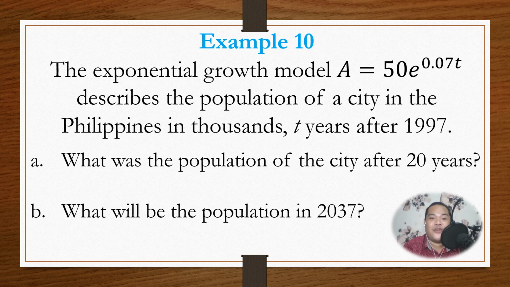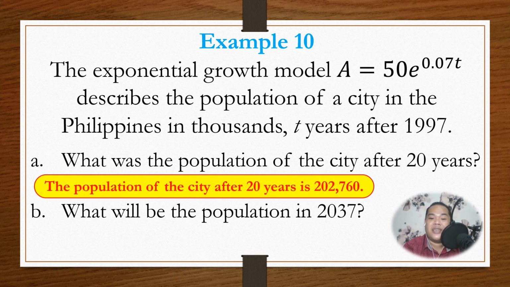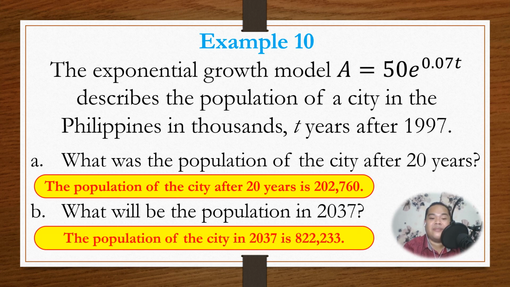The correct answer for letter A is, the population of the city after 20 years is 202,760. The correct answer for letter B is, the population of the city in 2037 is 822,233.